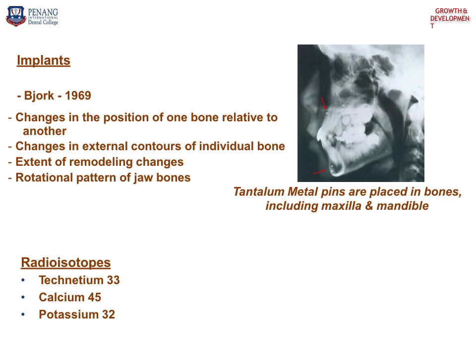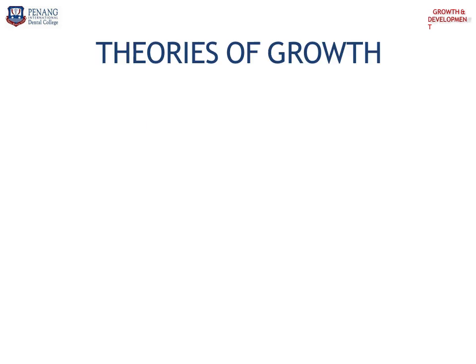Similarly, you can use implants, which can be made of biocompatible or bio-inert materials, like titanium and tantalum metal pins which can be inserted into the bones, and with time the surrounding bone structure will be growing. However, the position of that implant will not change. So you will be able to study how that particular growth of the bone is actually happening, in which direction, seeing the relative position of that implant, which will not change. Same way, radioisotopes can also be used, which can be technetium, calcium, or potassium.